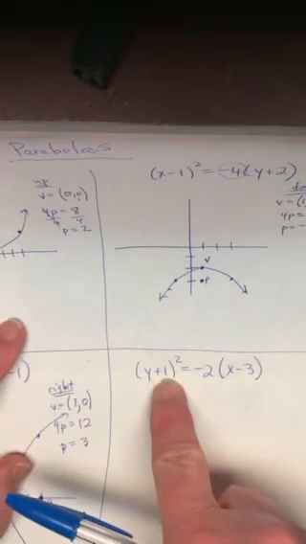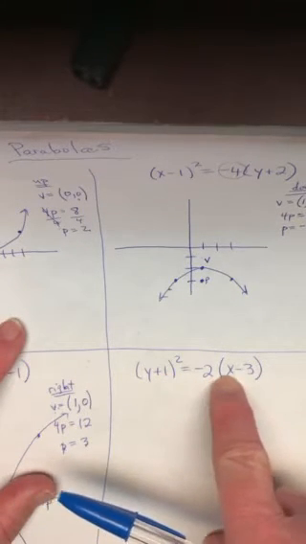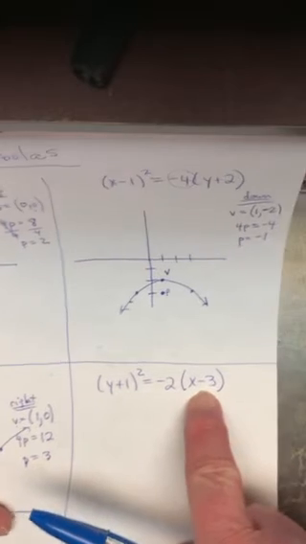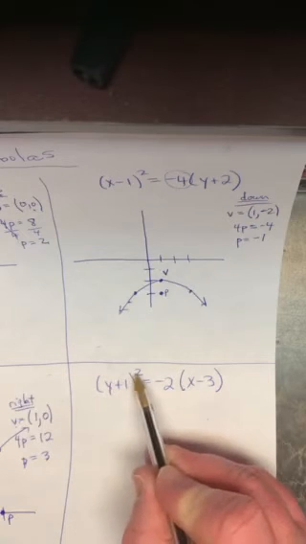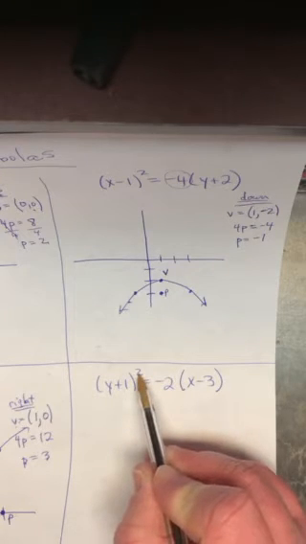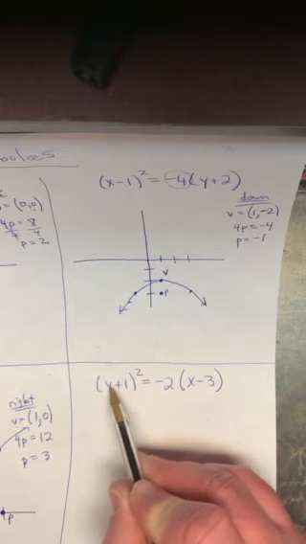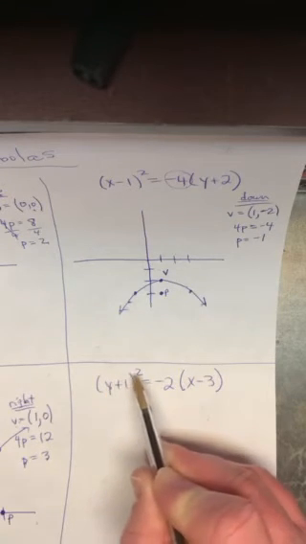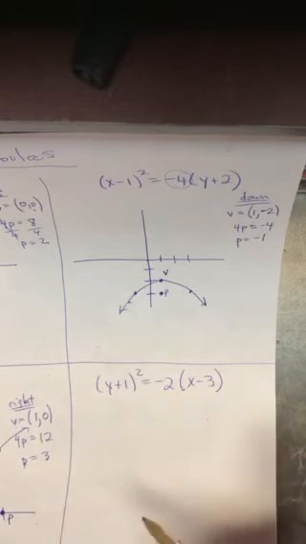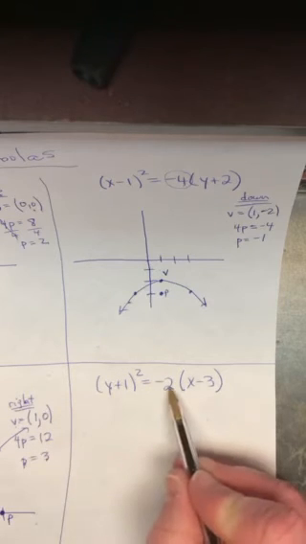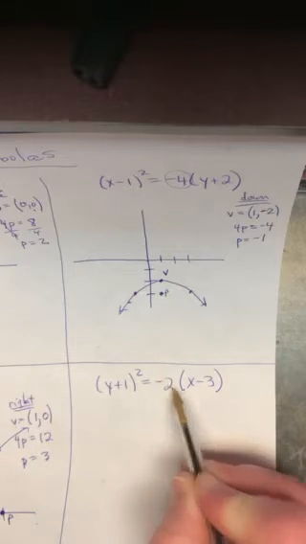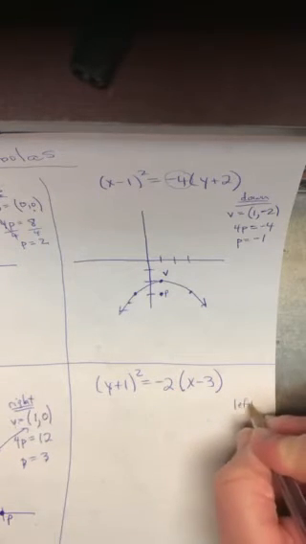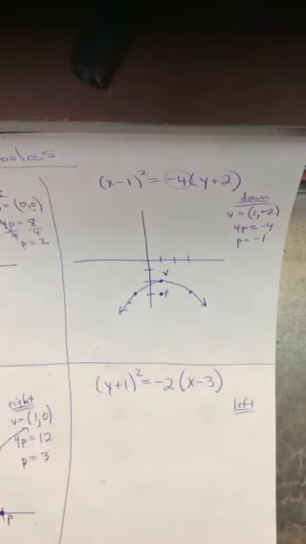y plus 1 squared equals -2 times x minus 3. Let's think. First of all, what kind of conic section is it? Because there's only one letter squared, it's got to be a parabola. Because the y is the letter that's squared, it opens either right or left. Because the number involved is negative, right? The constant is -2. That tells me it opens up to the left.